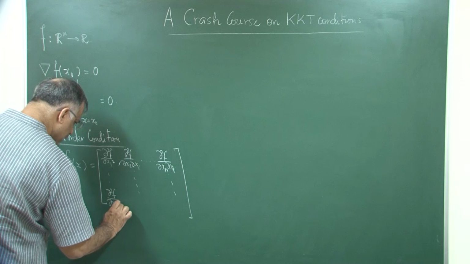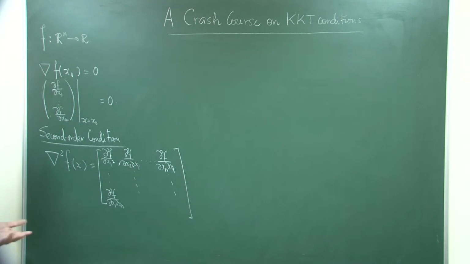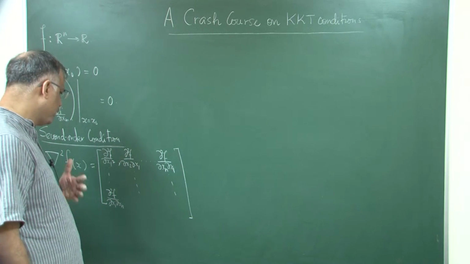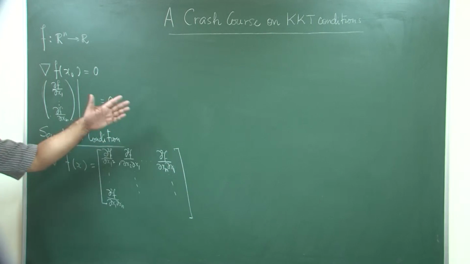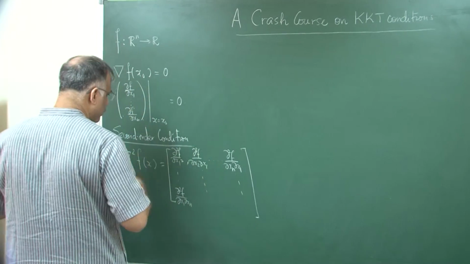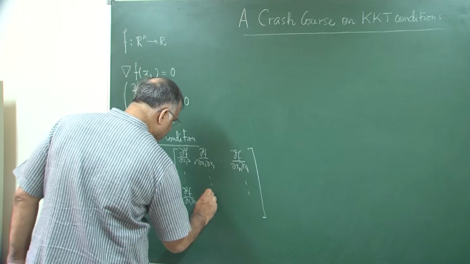So this matrix is a symmetric matrix provided the function is twice differentiable and all these second derivatives are continuous; then by Young's theorem this matrix becomes symmetric. That means if it is a twice continuously differentiable function, then the Hessian matrix becomes symmetric.